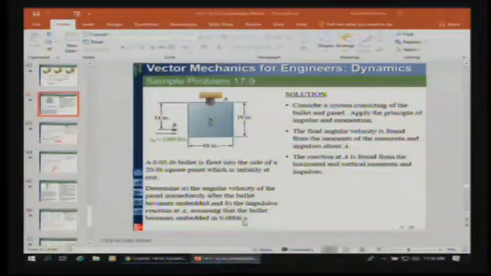All right, so the strategy for solving this problem is to consider the system to be the bullet and the panel, and to apply the principle of impulse and momentum. The second would be that the final angular velocity is found from the moments of the momenta and the impulses about A. So in other words, we're going to use eccentric impact to find some of the stuff, and then we're going to have to go back and dig into the idea about moments of momenta again, as we've done earlier in this chapter. And the reaction at A, which we're talking about forces and possibly moments, is found from the horizontal and the vertical momenta and impulses.